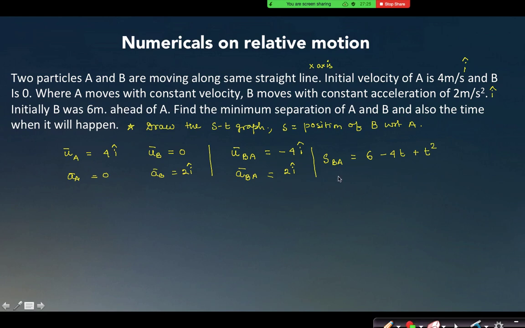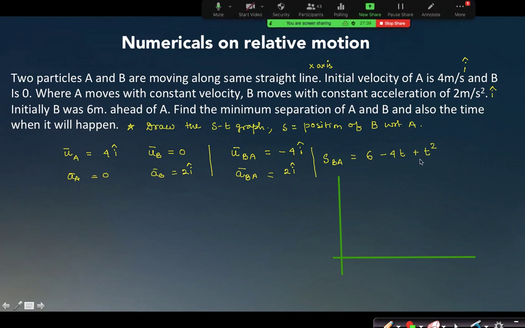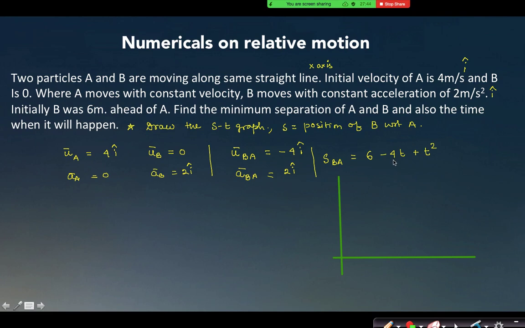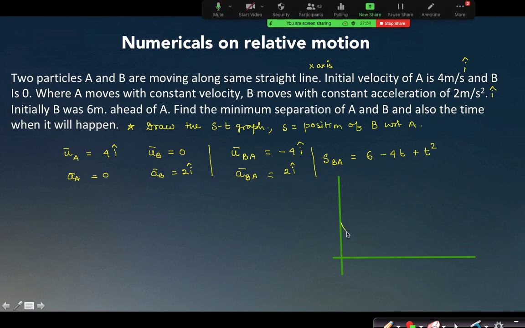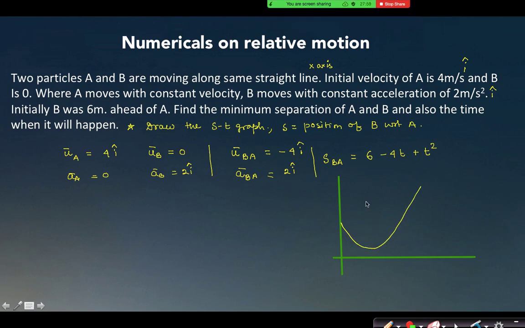We have seen how to plot parabolic functions in earlier classes. The function will be an upward parabola. Where will its symmetrical line be? The symmetrical line will lie at minus b by 2a. A is 1 and b is minus 4, so minus b by 2a is plus 2. So it will be an upward parabola, and the symmetrical line will be at plus 2.